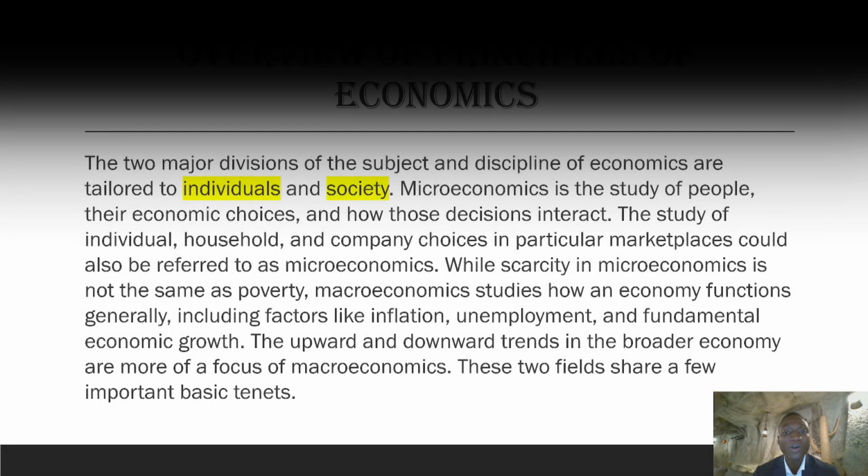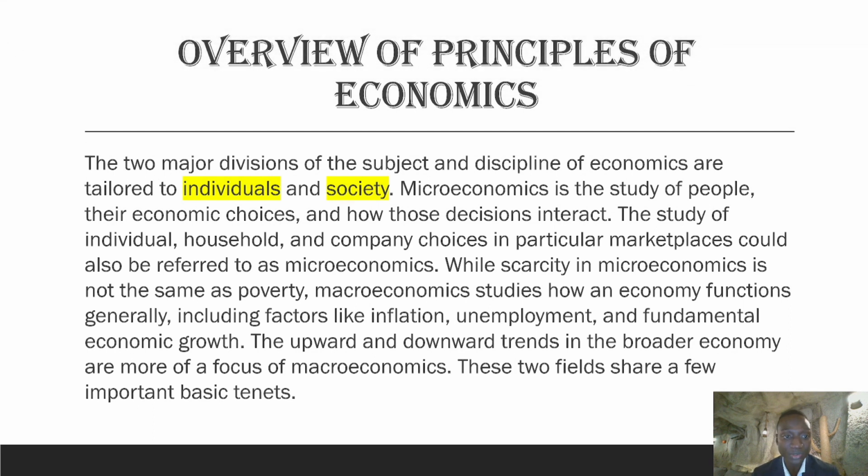So we have overview of principles of economics. Now, the two major divisions of the subject and discipline of economics are tailored to individuals and society. To explain this, economics is divided into two divisions, and these divisions have been tailored down to individuals, you and me, and the society. Who makes up the society? Individuals that occupy a particular space and territory, and that is what makes up the society.